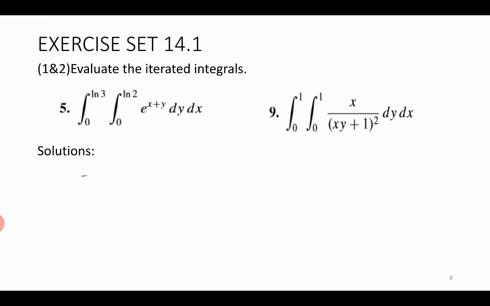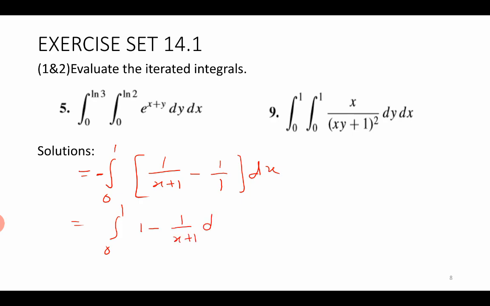It becomes outer integration 0 to 1. Inner, the minus is outside. Keep the negative outside. 1 over u, the upper limit is x plus 1. So 1 over x plus 1 minus 1 over 1. Upper limit of u is x plus 1. Lower limit of u is 1. And dx. So what is happening here? This will be positive. When you apply minus 1 inside, it will be 0 to 1, 1 minus 1 over x plus 1 dx.